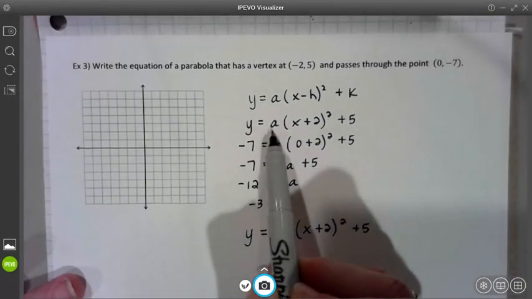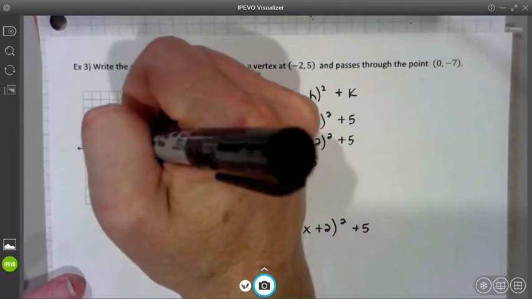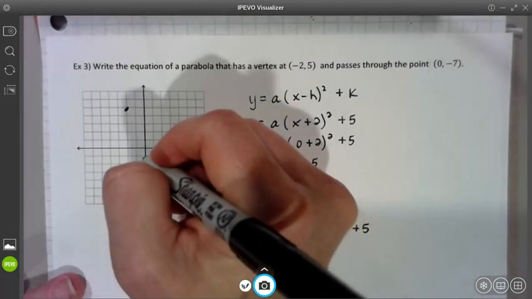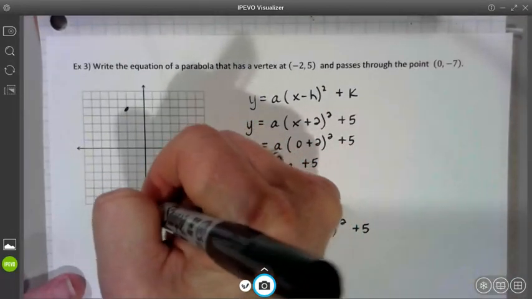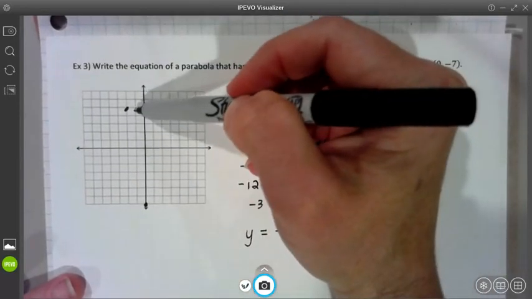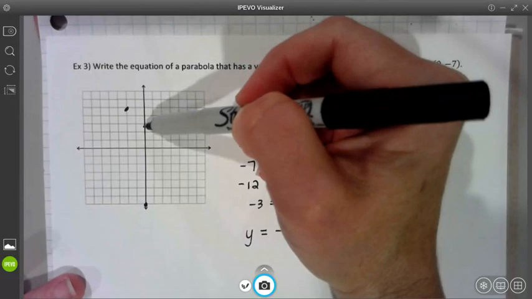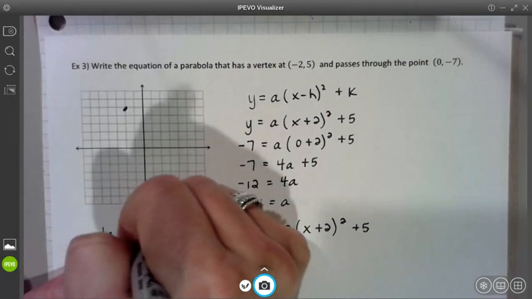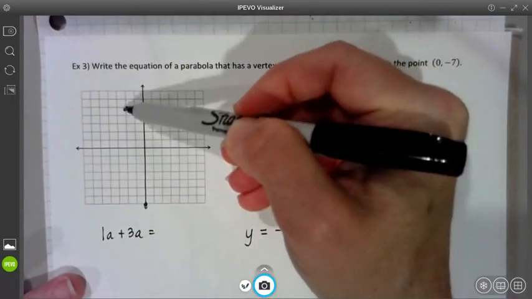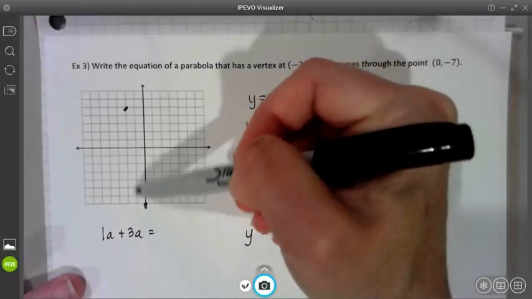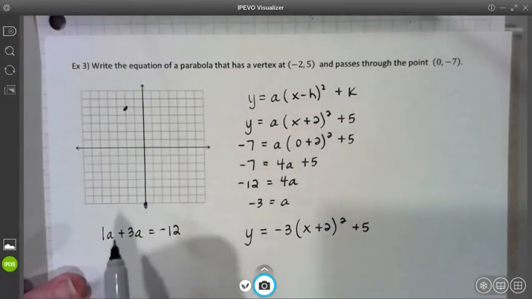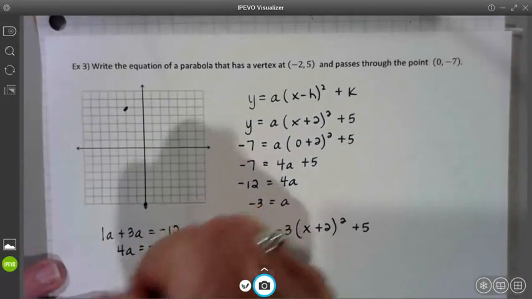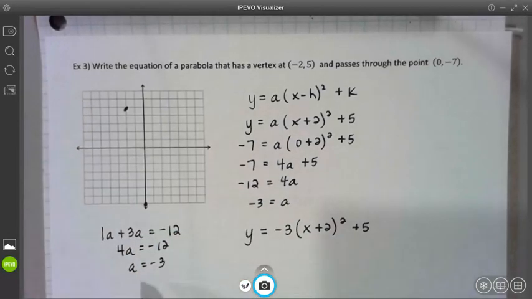Another thing you could have done to get a is, the vertex is at -2, 5, right? So there's -2, 5. It passes through the point 0, -7. 1, 2, 3, 4, 5, 6, 7. Right 1 would have gone down 1a units, and then right 1 again would have gone down 3a units. So that means that 1a plus 3a would have to equal, well, what's the total drop from your vertex to this point? I went 5 and then -7. -12 units is what 1a and 3a would have added up to. So then you could have said that 4a is equal to -12, and then a again is -3. So just another way to get the a value.